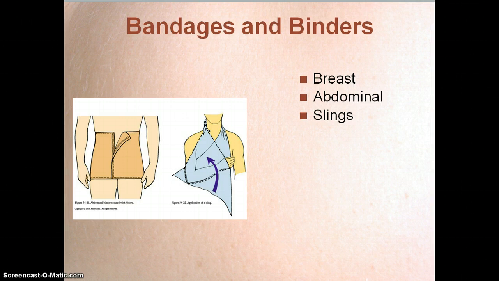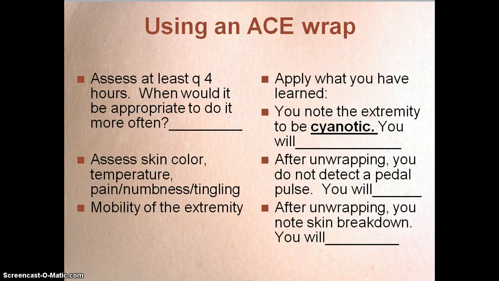What would you do to promote or maintain their circulation or check that they have occluded circulation because of their binder? And then also think about the skin, looking at the skin, unwrapping and assessing that skin periodically throughout your cares. When we use an ACE wrap, remember we want to assess at least every 4 hours. It would be more appropriate to do it when? More often, when would it be appropriate?